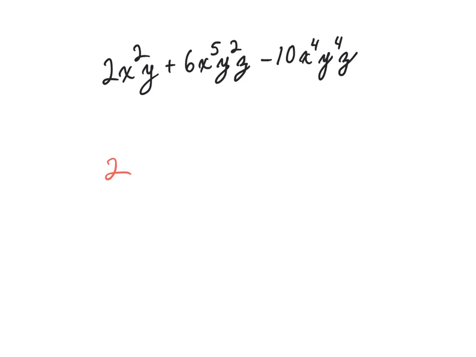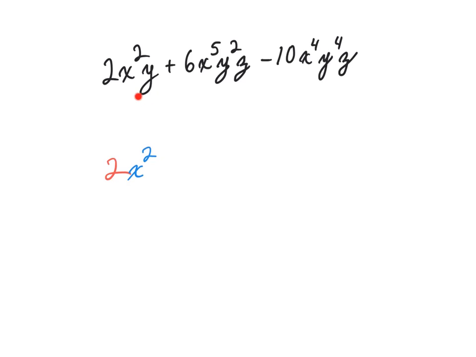Then I'm going to go to my next thing, and I've got an x here. So I've got an x in this term, x in this term, x in this term. So I have one in all 3, so I can bring an x out. Then I'm going to look at the smallest exponent. I've got a 2 on this one, a 5 on this one, and a 4 on this one. So that 2 is what's going to get brought down.